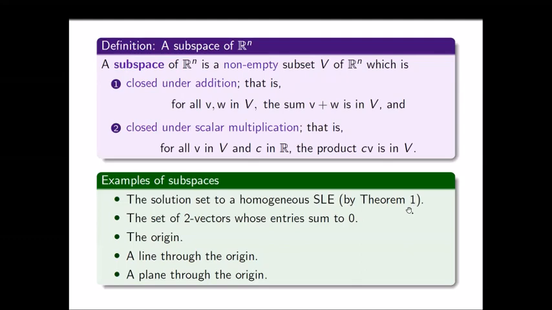And then some of the other examples of subspaces are the origin, or a line through the origin, or a plane through the origin, or this set of two vectors whose entries sum to 0. You can check that this is closed under addition and scalar multiplication.